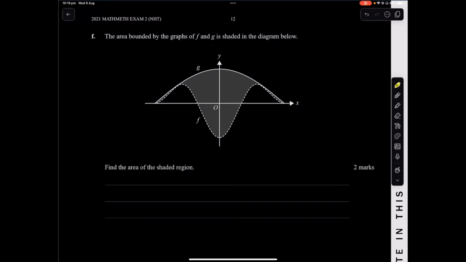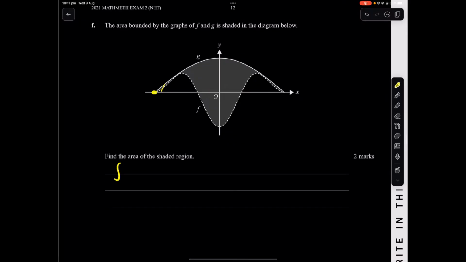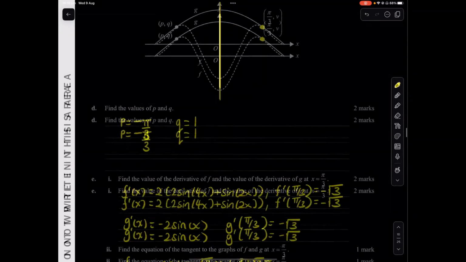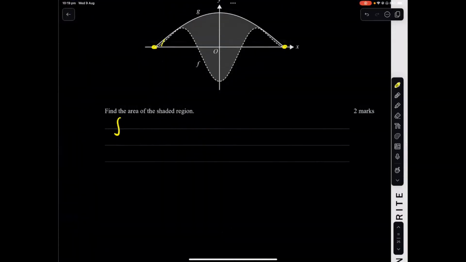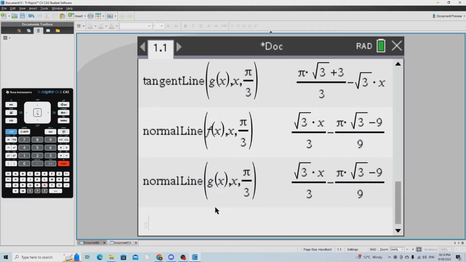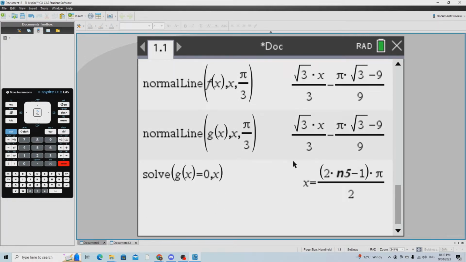So, well, we can say this. Let's say we find this whole area, which is the value from this over here to this. So what are those values? It's where g crosses the x-axis. So okay, let's go on calculator and say solve g of x equals 0, comma x. And we get this.